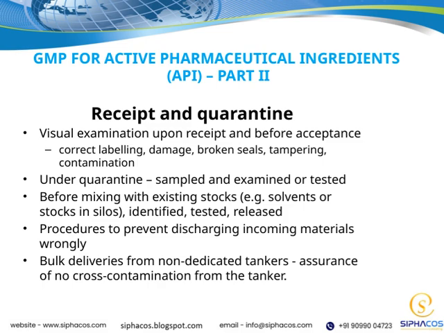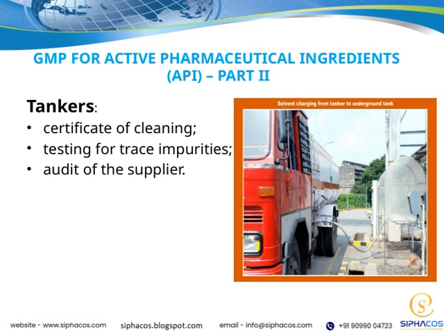To further safeguard our quality, we have procedures in place to prevent the incorrect discharge of incoming materials. This includes measures to ensure that each material is directed to the correct storage or process point. In cases where bulk deliveries come from non-dedicated tankers, we take extra precautions to ensure there is no cross-contamination. These procedures are vital to maintain the integrity of our active pharmaceutical ingredients and uphold GMP standards throughout the supply chain. Now, let's take a closer look at the key considerations for tankers in the GMP for active pharmaceutical ingredients.